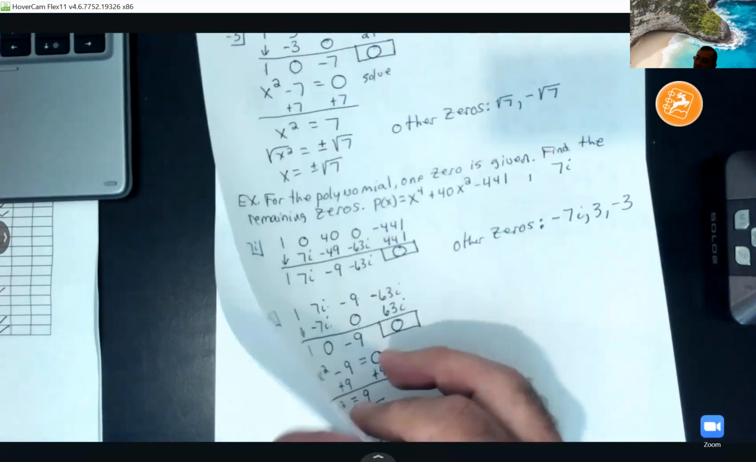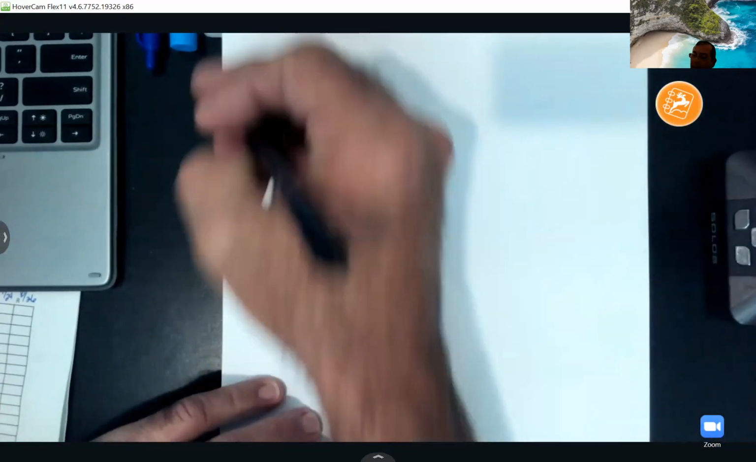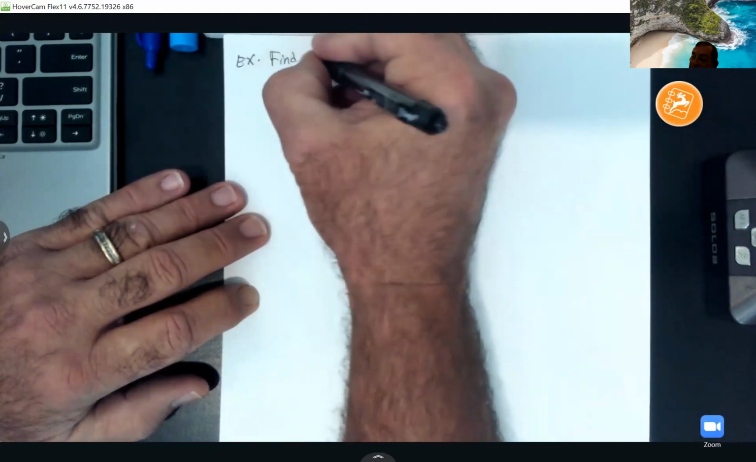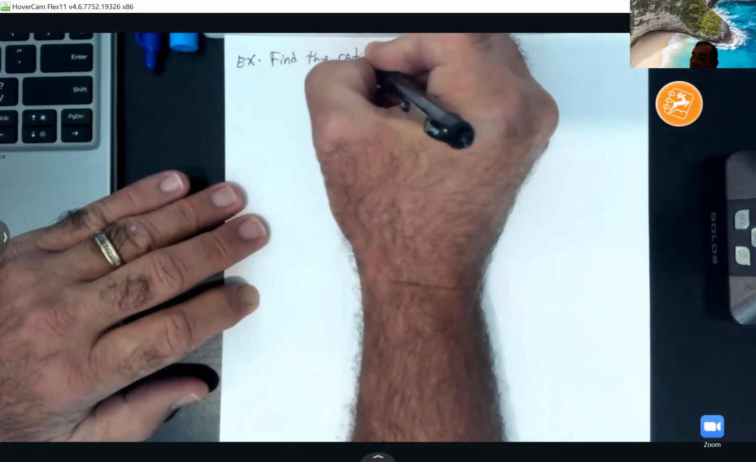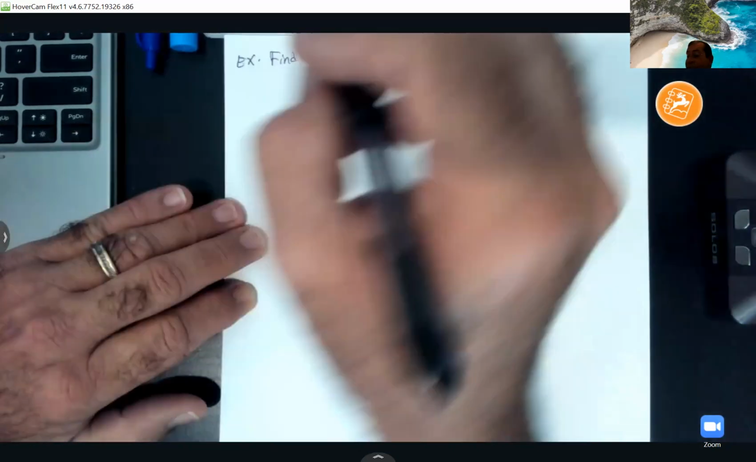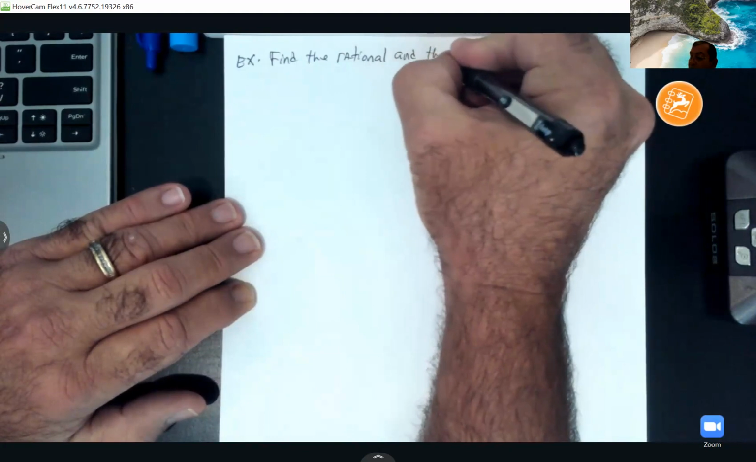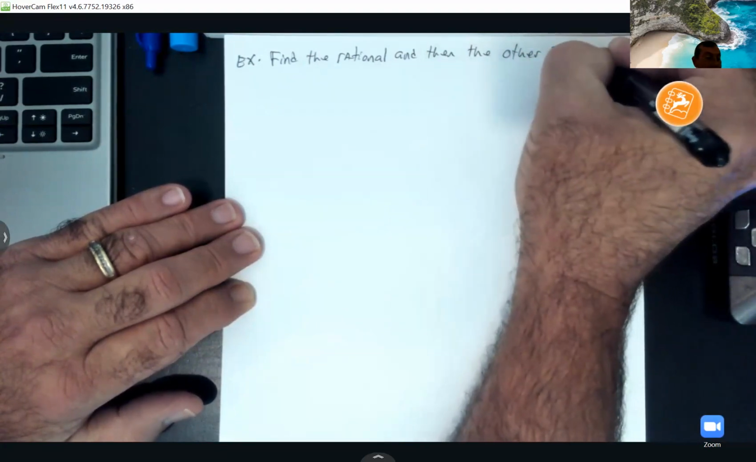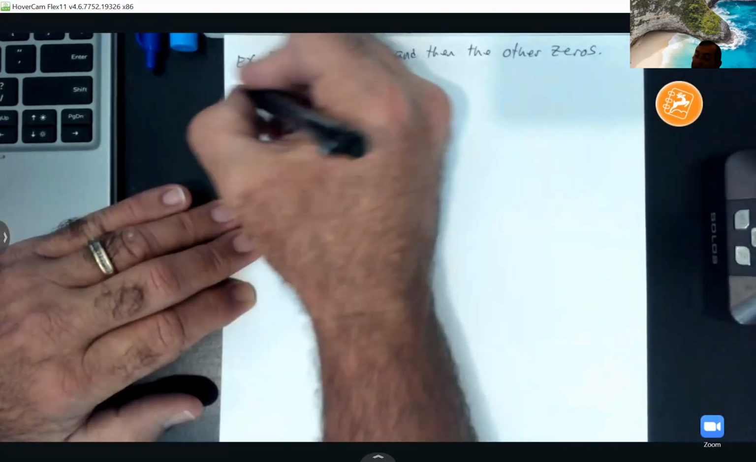All righty, y'all. So one more problem dealing with these zeros. And this one we're actually going to be able to graph, so that's what's nice. But this one wants me to do other things. So it says find the rational zeros. And then the other zeros. And then it says factor into linear factors.